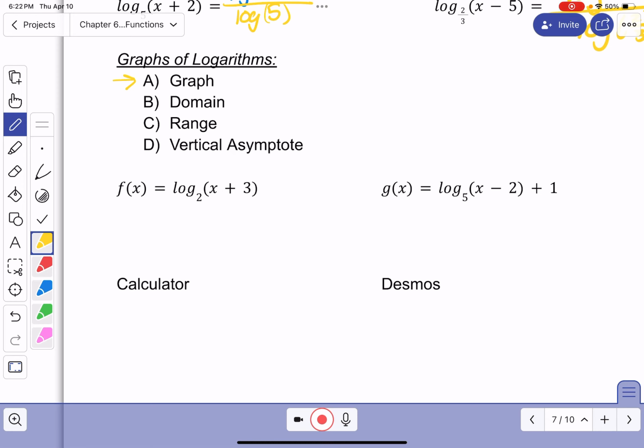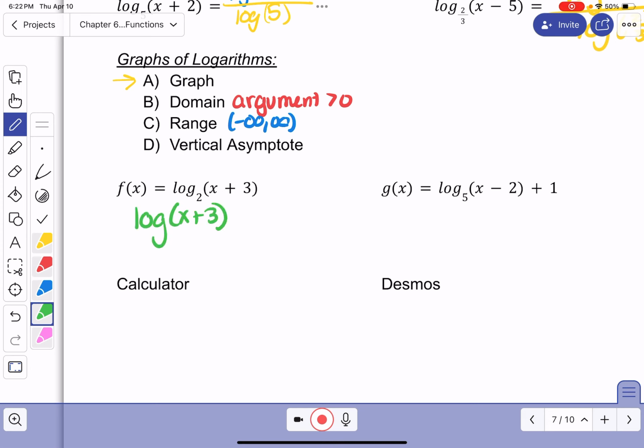Your domain is based on the argument. Remember, your argument has to be greater than 0. Your range is going to be negative infinity to infinity. And then your vertical asymptote is the line it approaches. So we're going to look at a little bit here. The first thing we're going to do is rewrite f of x so that we can put it in the calculator. So using change of base, we'll do log of x plus 3 over log of 2.